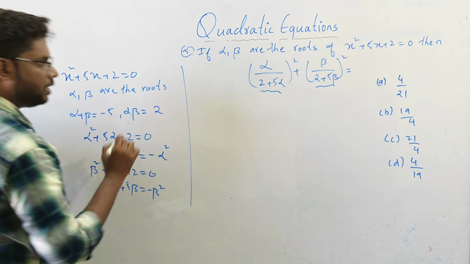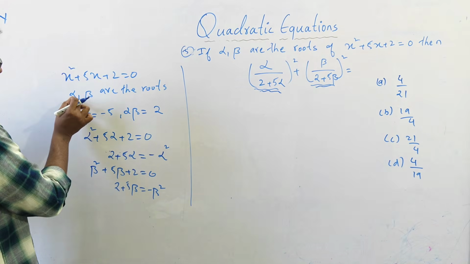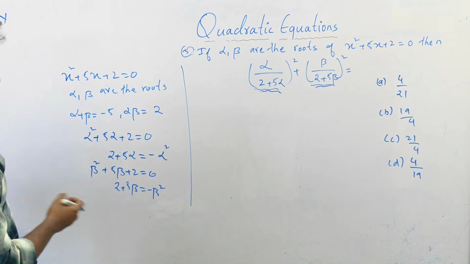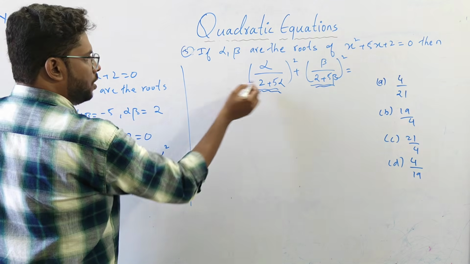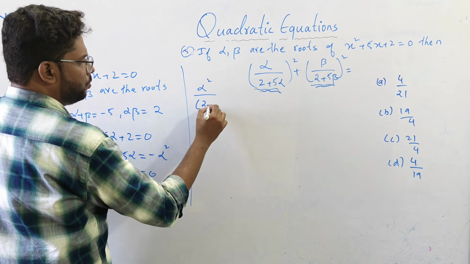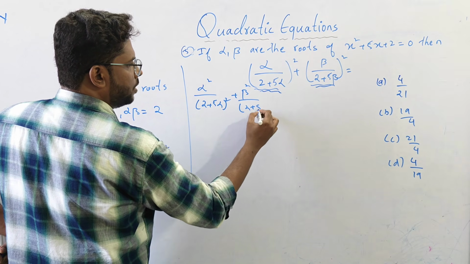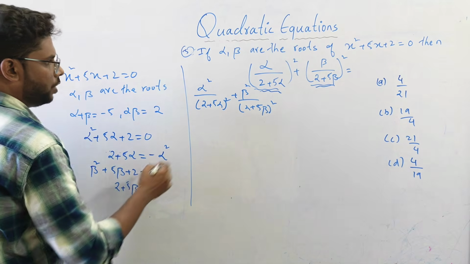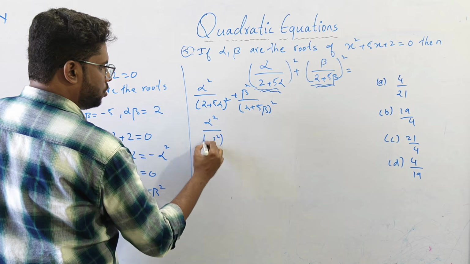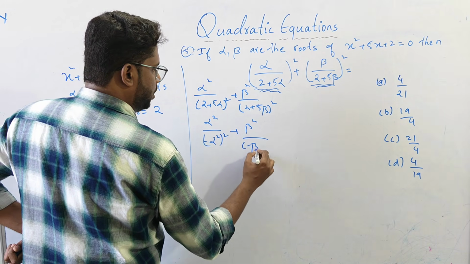So what is the logic here? Whenever you get questions like these, try to substitute the alpha and beta values in the equation and you will get something of what they are asking. Now we can easily solve. So what is given here? Alpha square by 2 plus 5 beta square. Next step, alpha square by 2 plus 5 alpha whole square plus beta square by 2 plus 5 beta whole square. So what you get? Alpha square divided by minus alpha square whole square, plus beta square divided by minus beta square whole square.